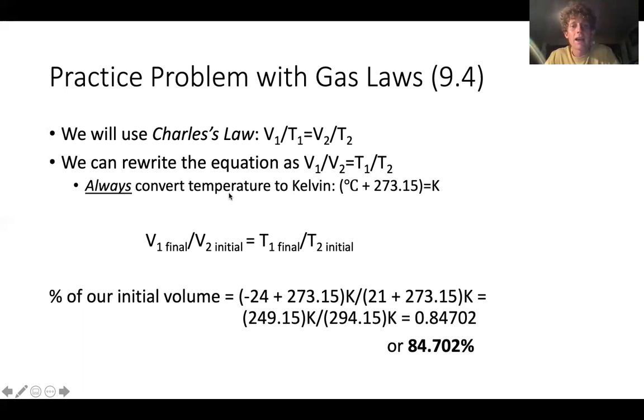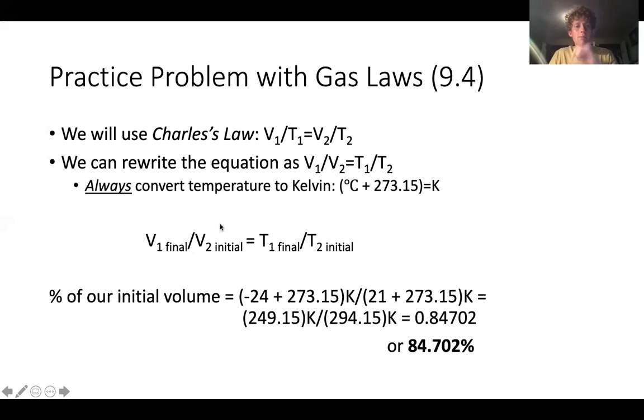An important thing to note is when we're using these equations, we always convert our temperature to Kelvin. So the conversion for that is degrees Celsius plus 273.15 is equal to Kelvin. You can also shorten it to 273, but I like to be a little bit more exact. So 273.15.